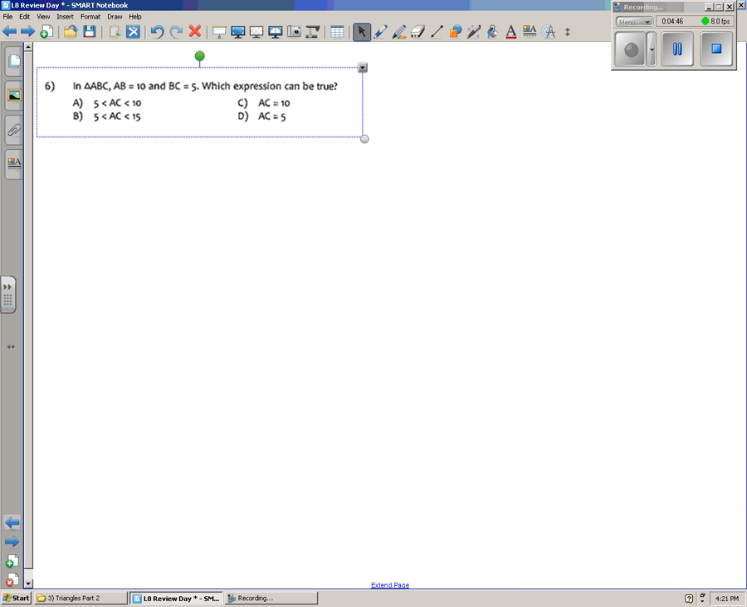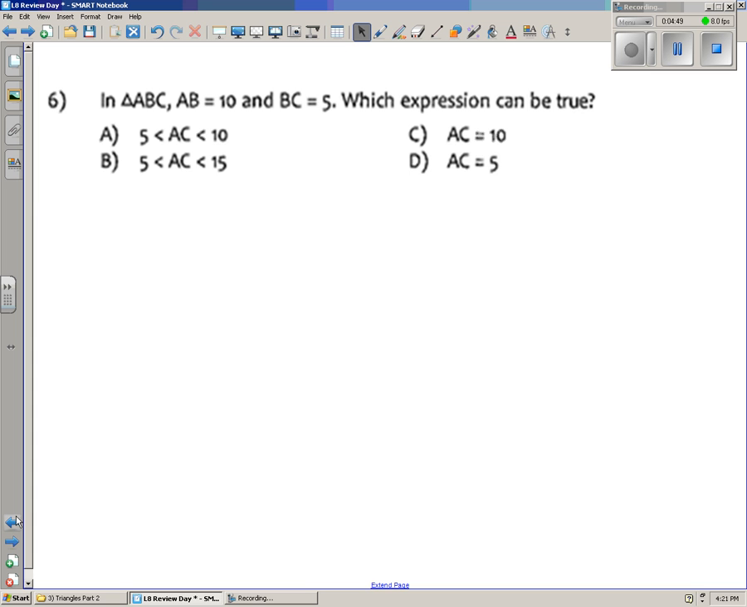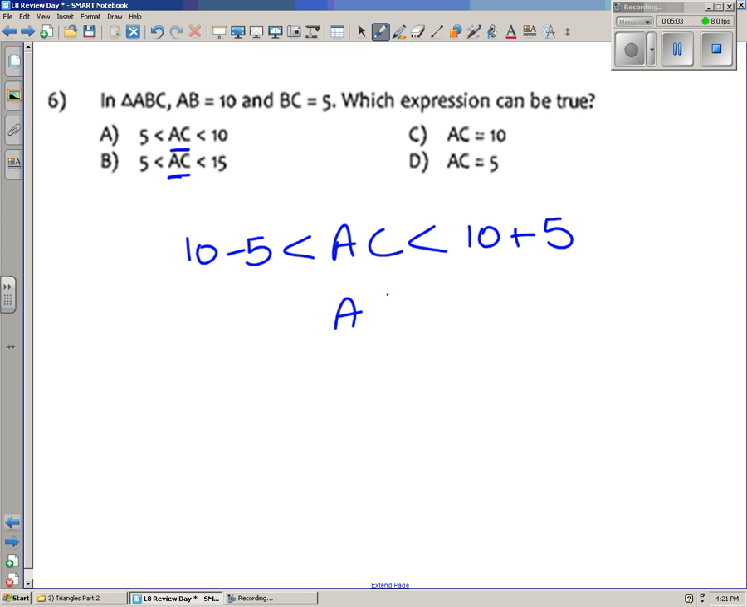Number 6, it says AB is 10 and BC is 5. It says which expression can be true? Well, AC is the missing side of the triangle. And as we just saw before, AC would have to be smaller than 10 plus 5 and larger than 10 minus 5. So AC has to be between 5 and 15. So choice B is the truest one.